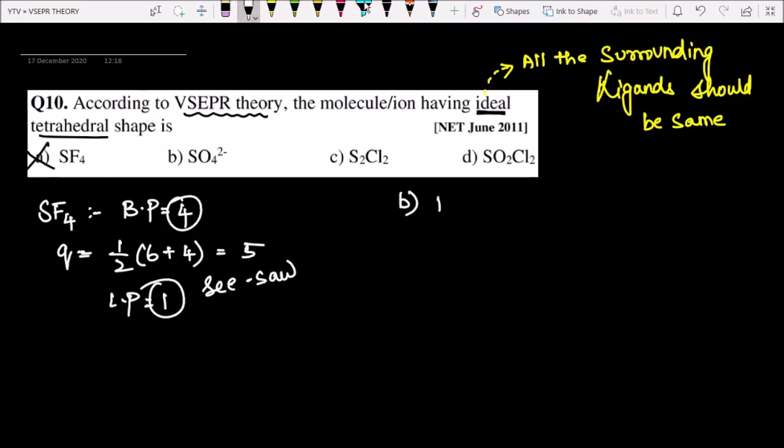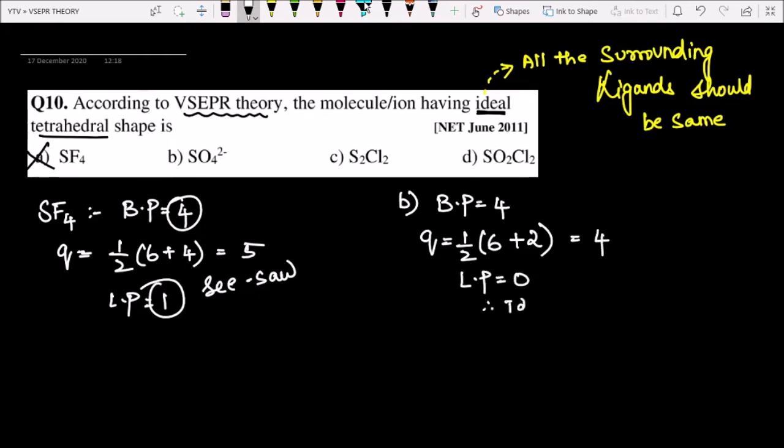Now moving on to the second option, option B. SO4 2 minus is basically tetrahedral. Why? Because bond pair is equal to 4. Quotient is equal to half into valence electrons on sulfur, which is 6, plus monovalent atoms we don't have, but we have minus 2, so we put plus 2. So quotient is equal to 4. So the lone pair is equal to 0. Therefore, this is going to be tetrahedral. Just check whether it is ideal. What did I tell you? All the surrounding atoms should be the same. So this is ideal tetrahedral.